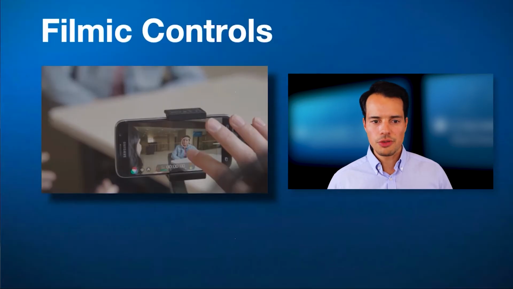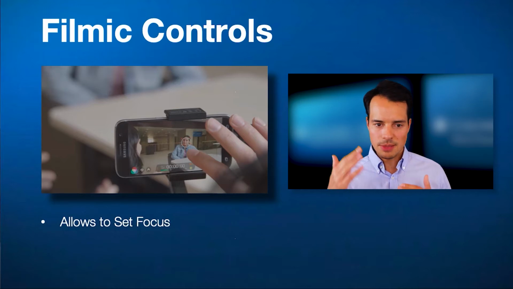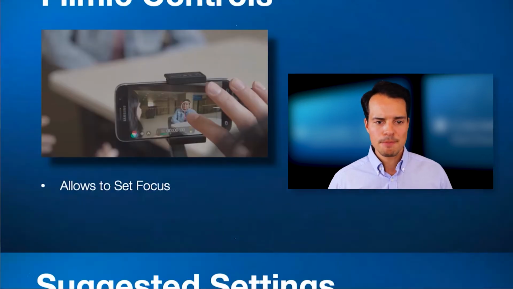The other control, of course, is the focus, which is the square in the filmic app. You drag that square to the part of the frame that you want the focus to be on. Oftentimes it's the subject that you're filming, and you tap there and you lock that focus into place.